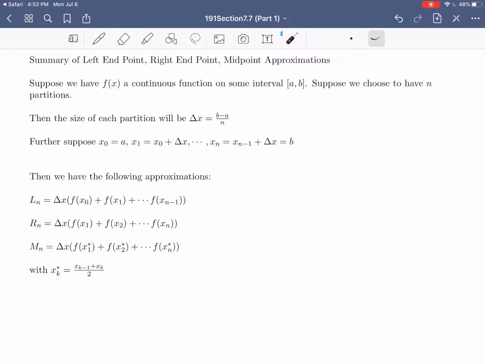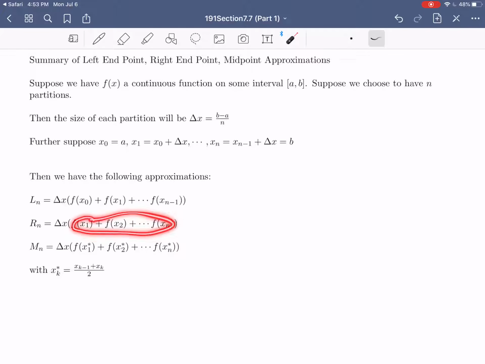For L sub n, it's delta x times f of x0 plus f of x1 plus dot dot dot f of x sub n minus 1. So you use x0, x1 all the way down to x sub n minus 1. If you count 0, 1, so that's your first one, your second one, all the way down, you'll have n evaluations here, which makes sense. If you have n partitions, you should evaluate n times.